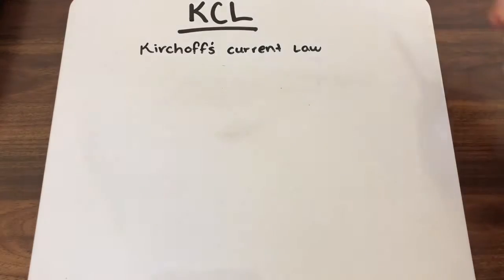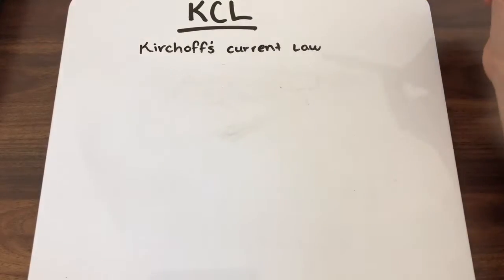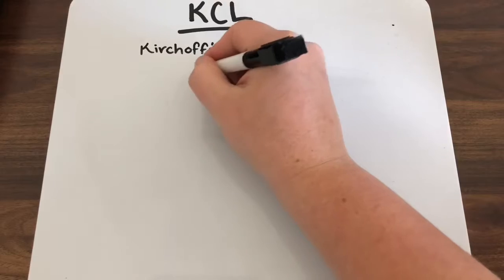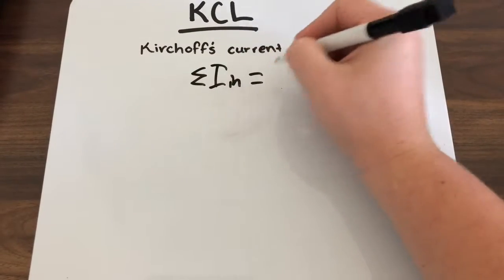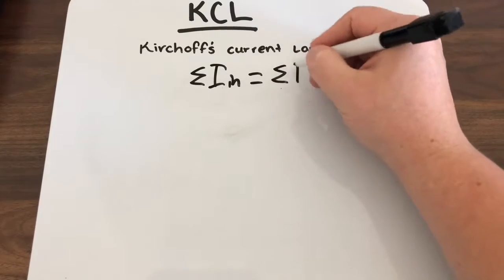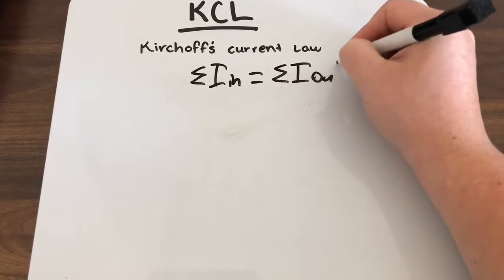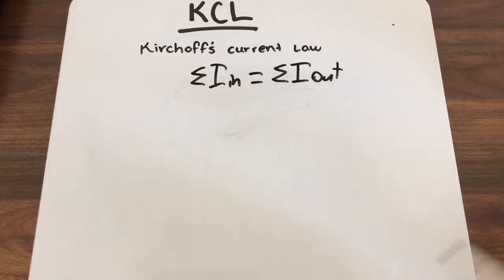Hello, today I'm going to explain KCL, or Kirchhoff's current law, which can be simply stated as the sum of the currents into a node equals the sum of the currents leaving the node. So how can I explain this a bit better? Well, I feel the best way to explain this is through an analogy.